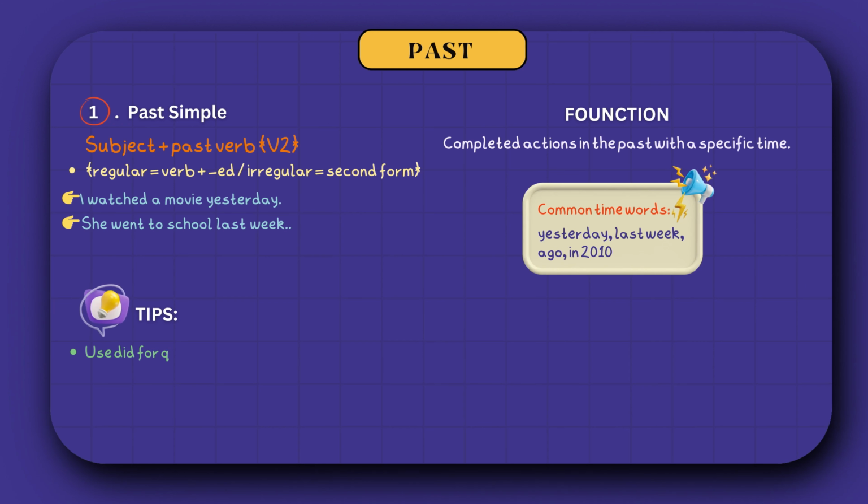Tips. Use while for two parallel actions. Use when for interruption. Was: I, he, she, it. Were: you, we, they. Focus on process, not result.